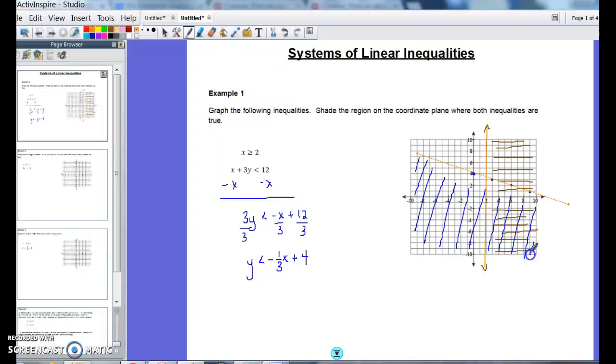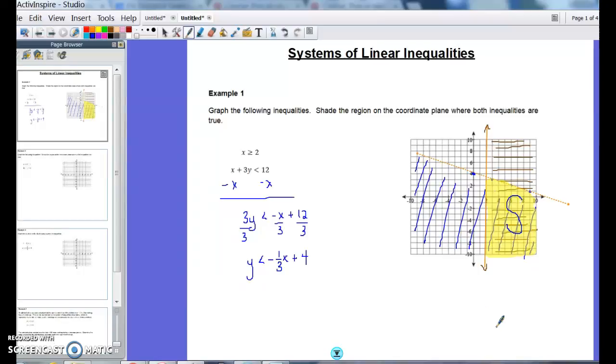And where those two shaded regions overlap is the area where both inequalities are true. So let me go ahead and highlight that part. That would be all of this right in here. That's where my two shaded regions overlap. If you wanted to, you could put a big S there. That's where my solution set would be. Okay, so quick review of that.